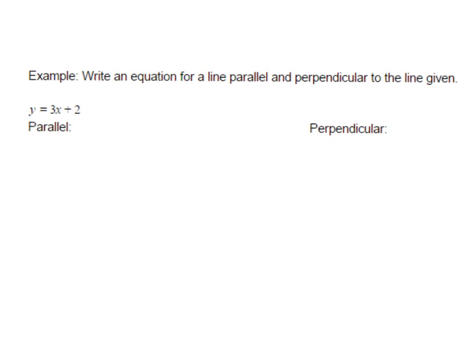So here we're given y equals 3x plus 2. So if I'm looking at that right here, I'm already in my slope-intercept form. So I know that my slope here equals 3. Okay? Now remember, a parallel line is going to have that same slope. So to find an equation with that same slope, I'm simply going to write y equals 3x.